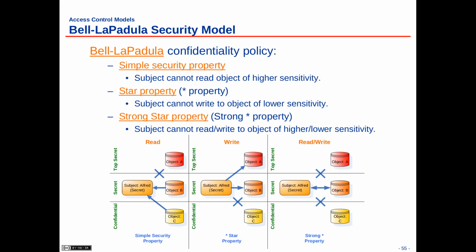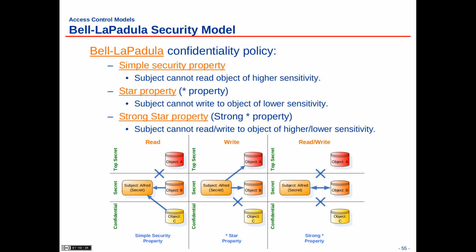All right, now we go to the last one, strong star property. So here, Alfred can only read and write to object B, right? Yeah, this one can be used. That makes sense. How can it be used? That's for guests or anyone who's coming in from outside the facility. They only can access whatever you let them access. Nothing higher, nothing lower. So, read and write.